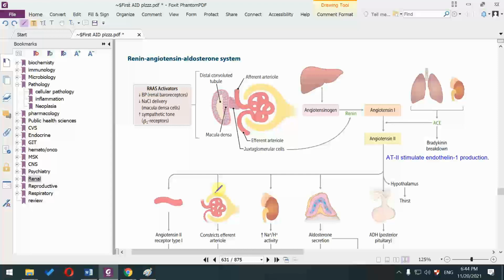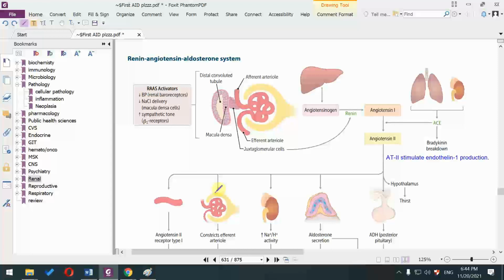Oh no, the other baroreceptor in the carotid and the aortic arch, that's totally different. This is the renal baroreceptor. The renal baroreceptor is located in the afferent arteriole. Don't forget that. Inside of your afferent arteriole, you have renal baroreceptors.